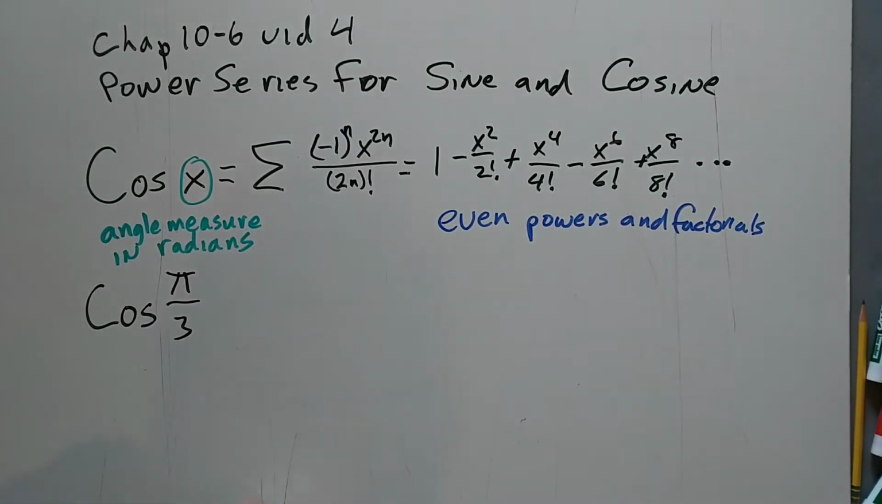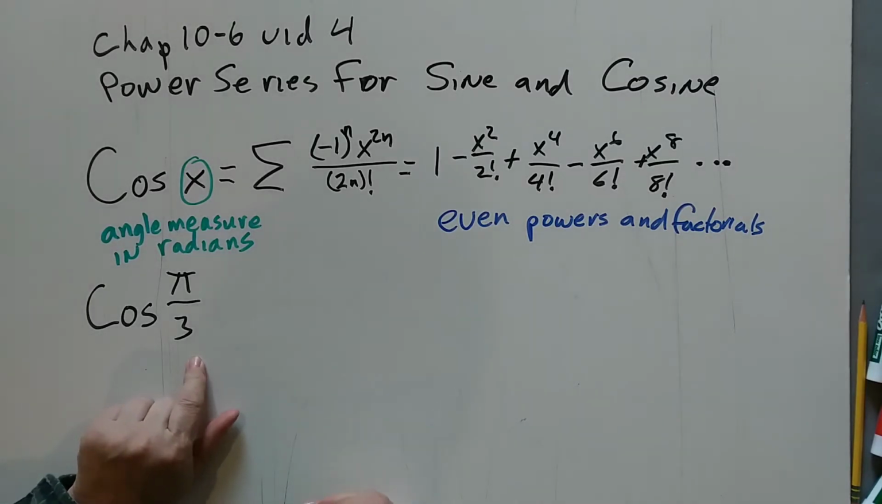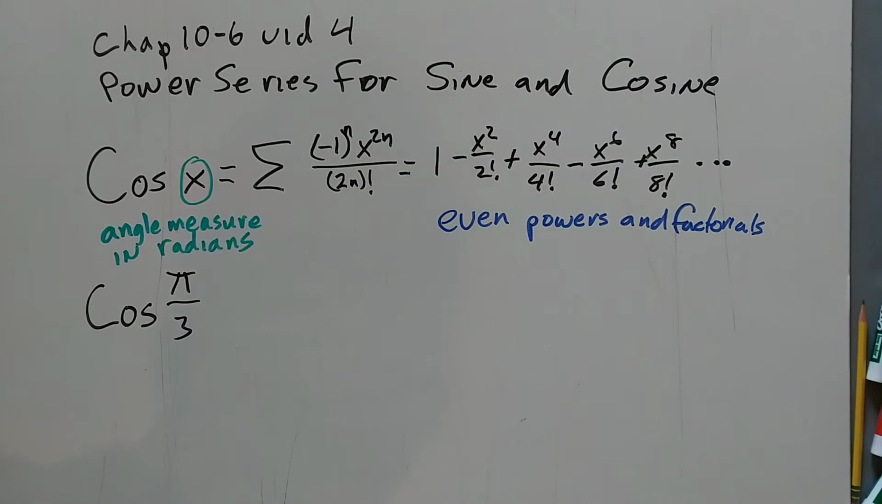A student once asked me, if I know the measure of an angle, can I figure out the sine and cosine just from the measure of the angle? And the answer is yes, you can. If I know the measure of the angle, I can find the sine and cosine. But it's complicated. It's a power series. So let's take the cosine of pi over 3. Can I calculate that? Yes, I can, using the power series for cosine.